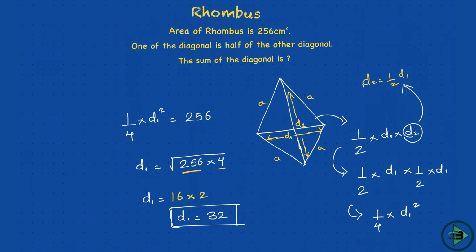What is d2 then? Half of d1. So d2, the other diagonal, will be equal to half of d1, which is 16. So that is equal to d2. What is being asked?